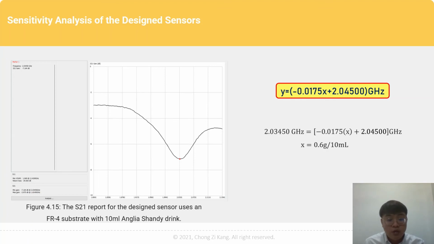With the resulting resonant frequency, the unknown concentration of glucose in the tested sample can be predicted using the equation above. Based on the calculated result, the concentration of glucose in the tested sample for the design sensor using the FR4 substrate is 0.6 gram per 10 milliliter.